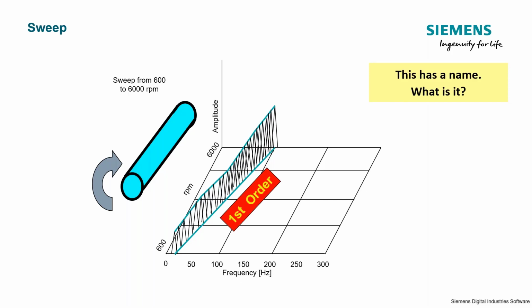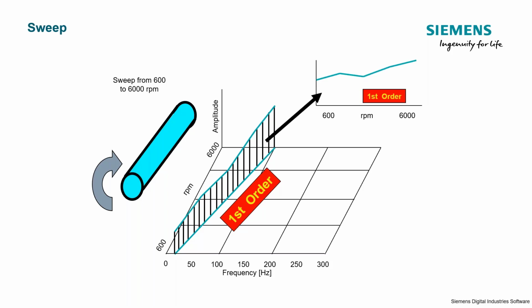The reason it's first order is because we're looking at the shaft that we're measuring, so that's the reference shaft, and first order corresponds to something happening per 1 rotation. Looking at this waterfall plot, we could look down the RPM axis and amplitude, which is what's being shown up here in the corner. And we could see the vibration or acoustic response based on speed, and that would be called an order cut.